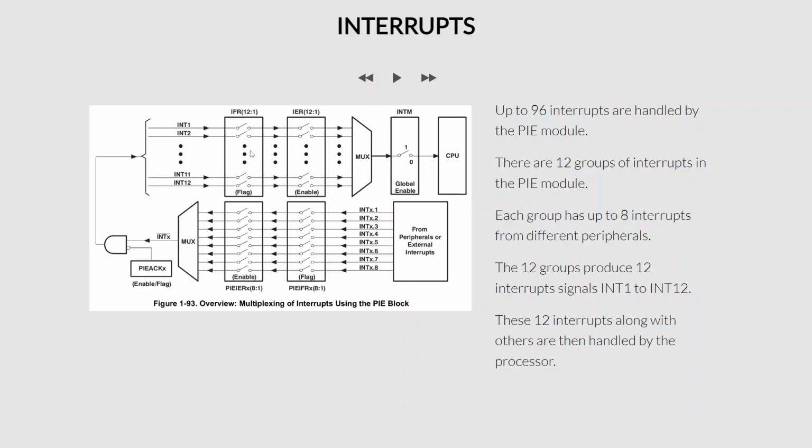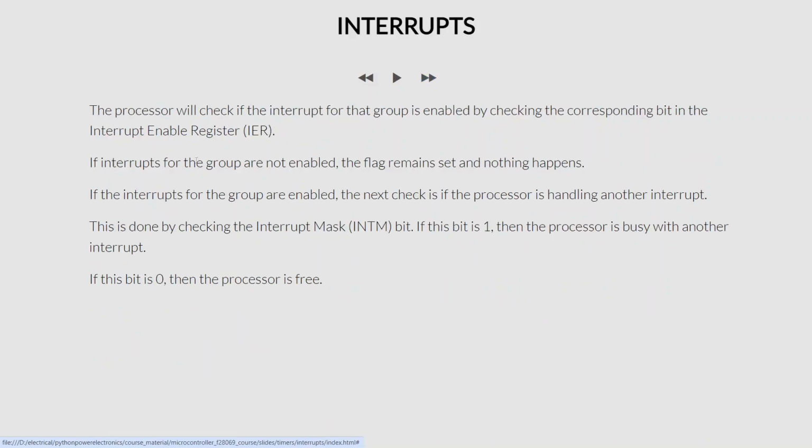But that's not enough for it to go on. That interrupt must be enabled in the interrupt enable register. That is, the processor will check if the interrupt for that group is enabled by checking the corresponding bit in the interrupt enable register. Right? So each group has a bit in this interrupt enable register, and you must enable it so that interrupts for that group can be dealt with. If the interrupts for that group are not enabled, the interrupt flag will remain set, but nothing happens.